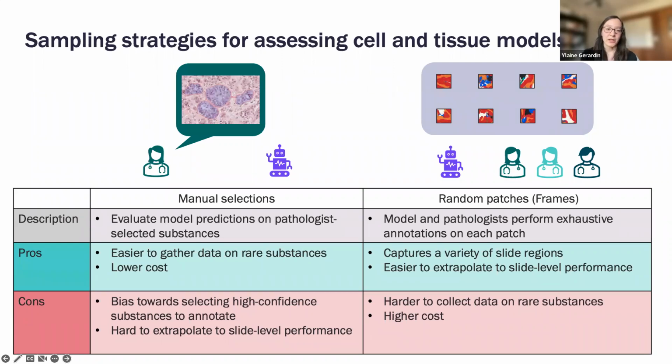Whereas in contrast, for the random patch or frame sampling approach, you can capture a really wide variety of slide regions, both very clear areas and very ambiguous areas.